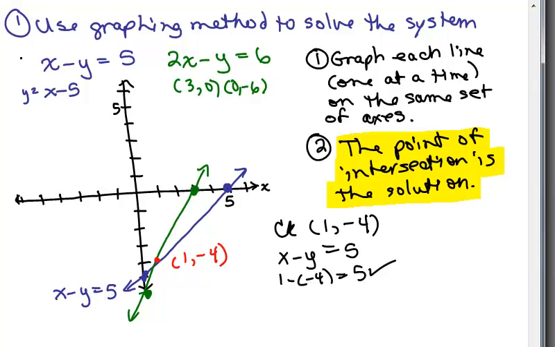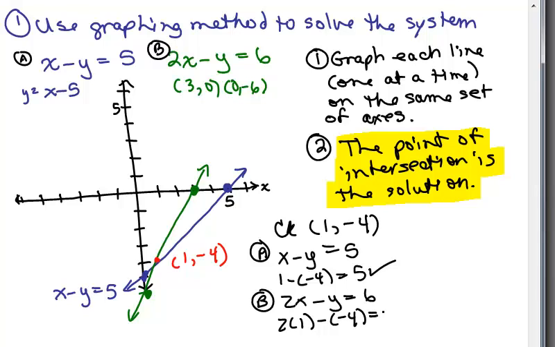All right, so I check the first equation. If I call this equation A and this equation B, okay, so I checked it in equation A, and now let's check it in equation B. 2x minus y equals 6. Again, I'm going to plug in 1 and negative 4. So 2 times 1 minus negative 4 equals 6. That's also true because that gives me 2 plus 4. So I did pick the right solution from the graph. So the answer is 1, negative 4.